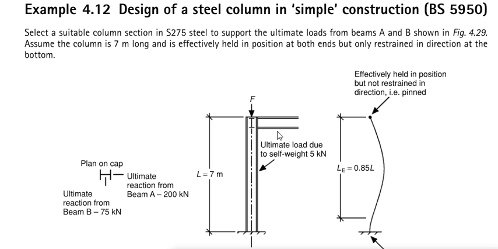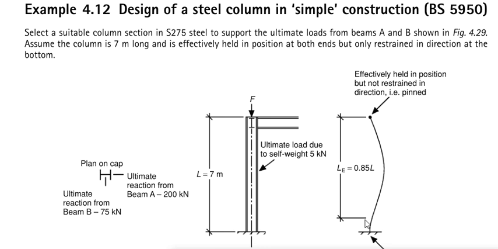In this example, we have the column under compressive force F, and in one direction we have a beam that is connected, and the reaction from the beam is giving us 200 kilonewton, and in the other direction, that is towards the screen, we have a force of 75 kilonewtons. So we'll have to find a way of finding the compressive load due to these forces, and also the bending that they contribute to the loading of the column.